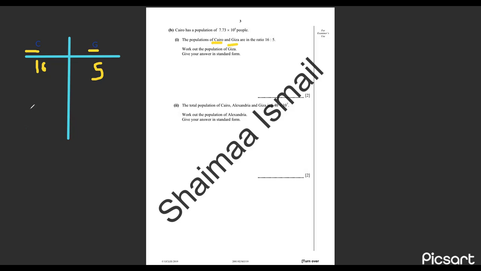Okay. Work out the population of Giza. He gave you the population of Cairo, so we have a number for Cairo, which is 7.73 times 10 to the power 6.